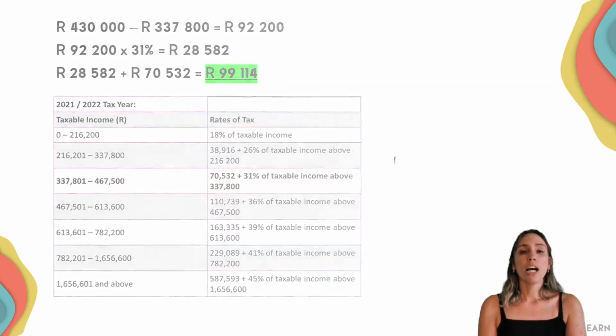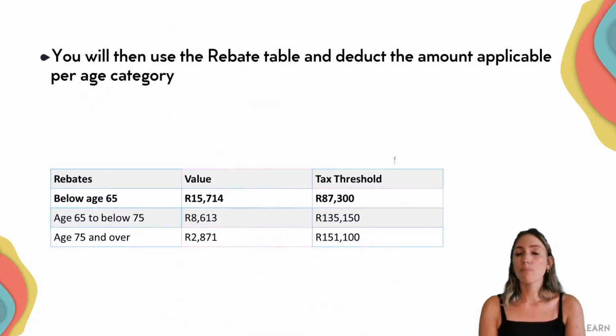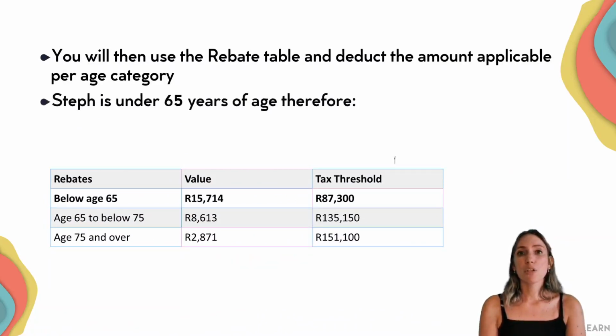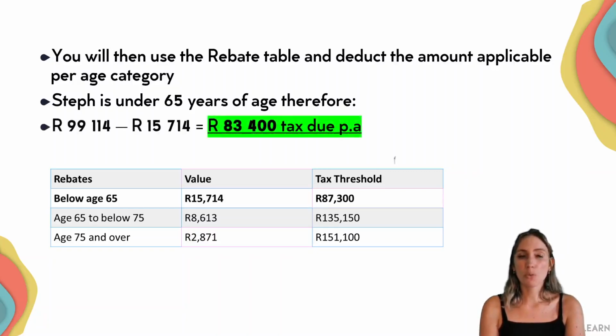So for the taxpayer, there is some relief. There are medical rebates as well as tax rebates as well as medical credits. Steph does not belong to a medical aid, so she won't be able to claim any medical deduction, but she will have the tax rebate, which, as she's under the age of 65, is a rebate of 15,714 that she can deduct off her tax.